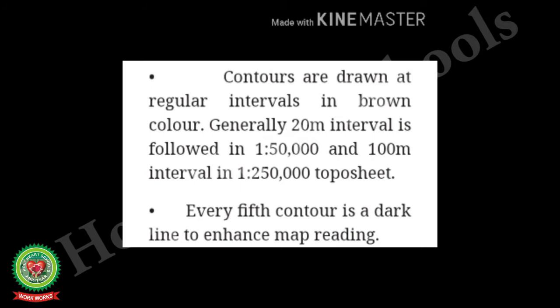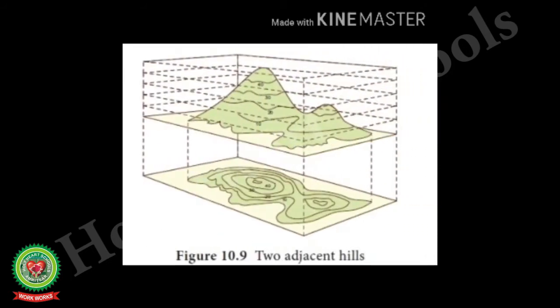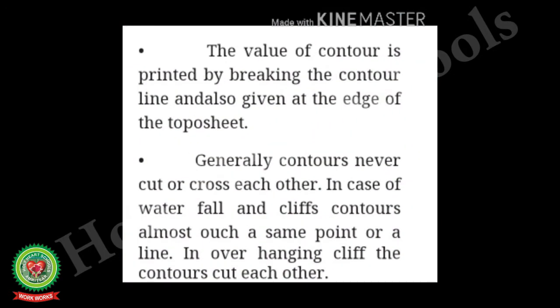Generally, 20-meter interval is followed in 1:50,000 and 100-meter interval in 1:250,000 topo sheet. Every fifth contour is a dark line to enhance map reading. The value of contour is printed by breaking the contour line and also given at the edge of the topo sheet. Generally, contours never cut or cross each other.